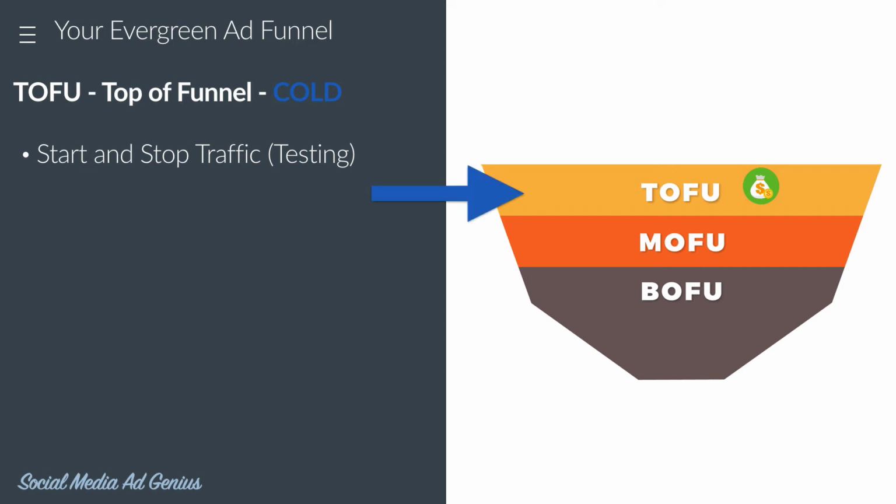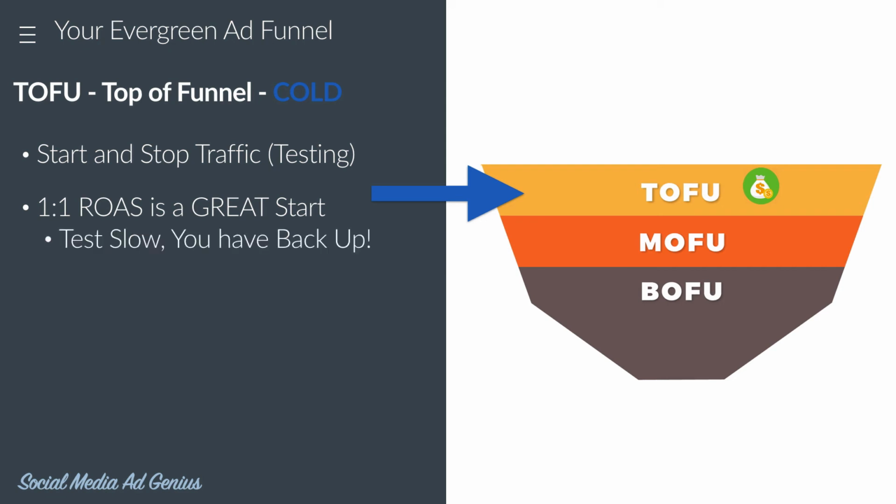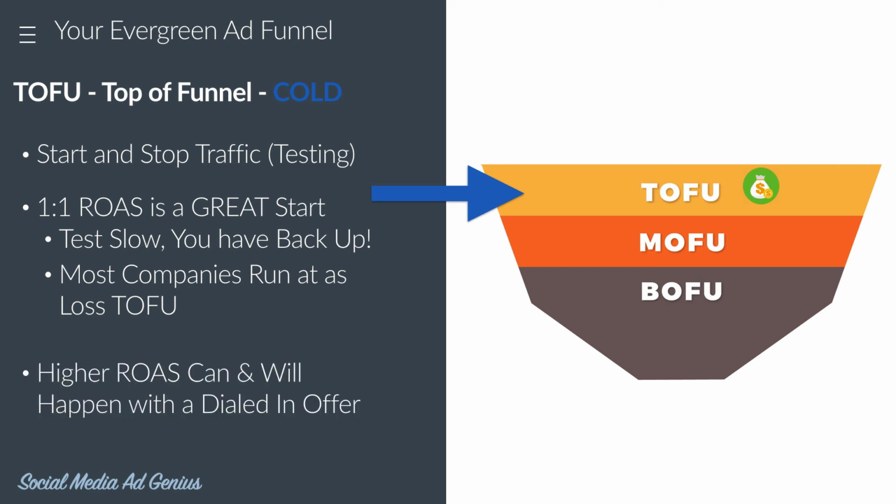And again, remember, if you're running top of funnel, that's going to give you your lowest return of ad spend. So if you start and stop ads and you don't have any return, that's probably why. So if you get a break even at first, top of funnel, it's great. But remember, a lot of your money is going to be made mid funnel, and most of your money is going to be made bottom of funnel. Retargeting people who've already been to your landing page, of course. So you can test slow top of funnel, and most companies will run at a loss top of funnel. It's perfectly fine. So let's dive into this.